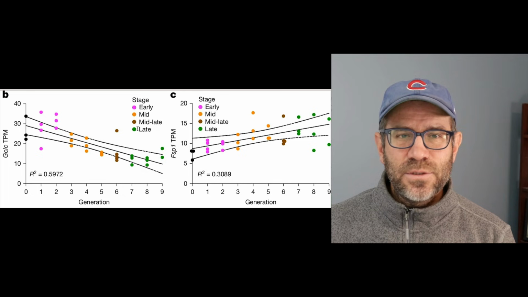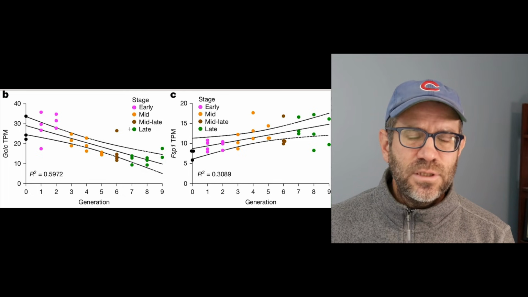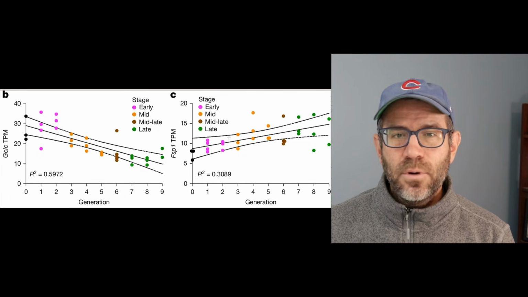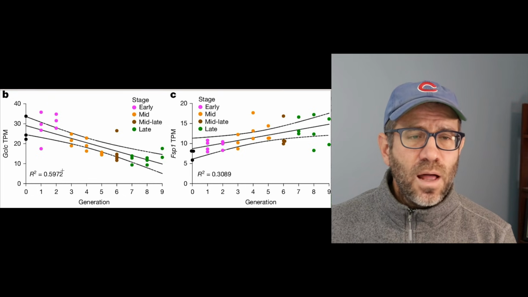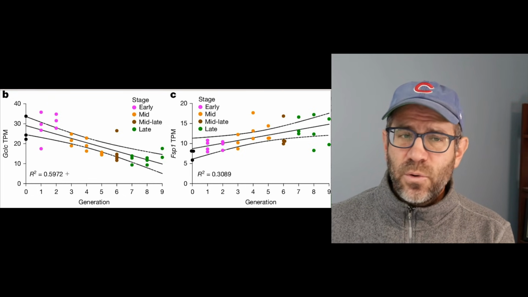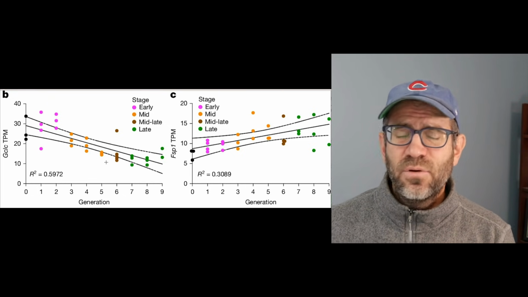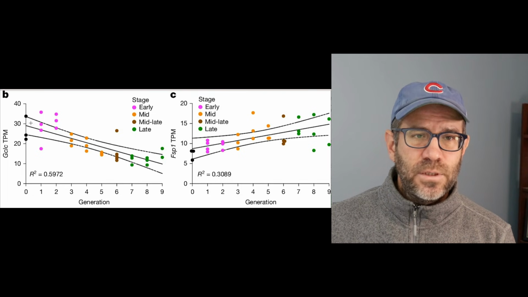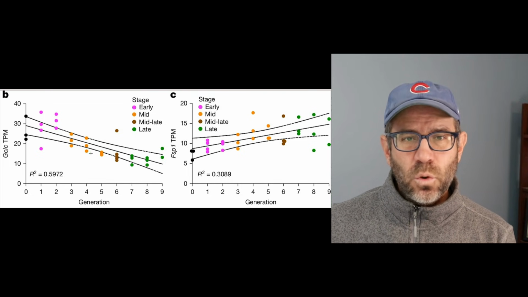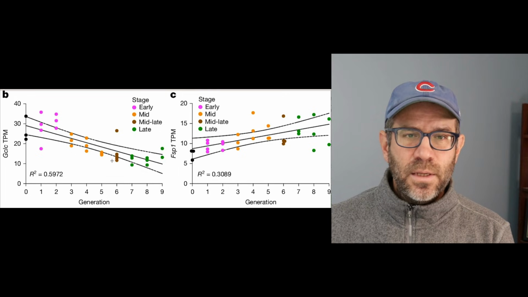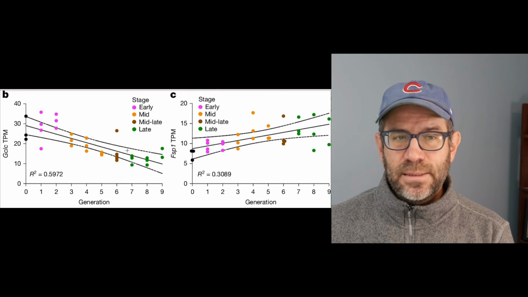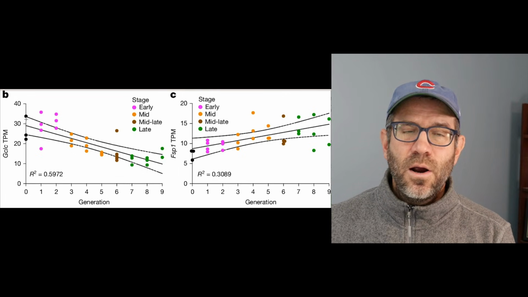And so we can see those colors detailed in the legend in the upper right of B and in the upper left of C, where they are coloring the points or the generations according to what stage they believe that they belong to, right? So these purple are early, this orange is mid, the brown is mid-late, and the green is late. The black over here are the parental.